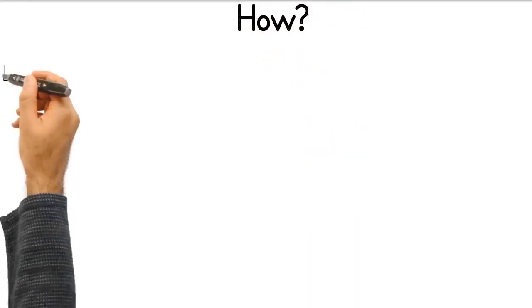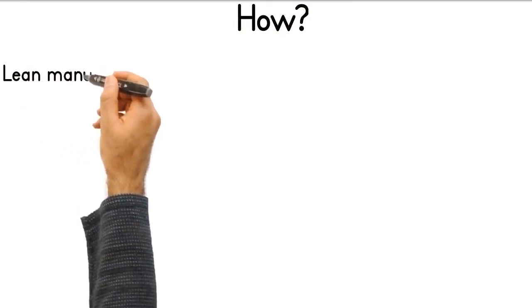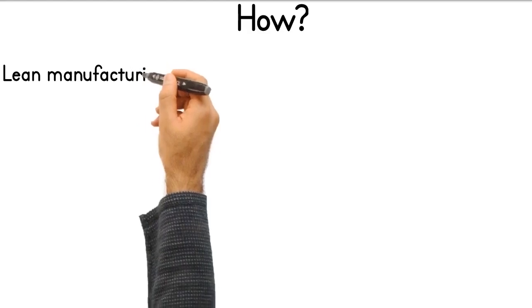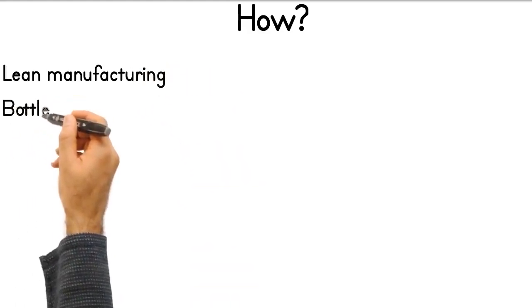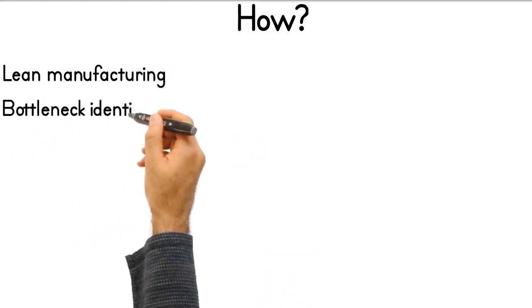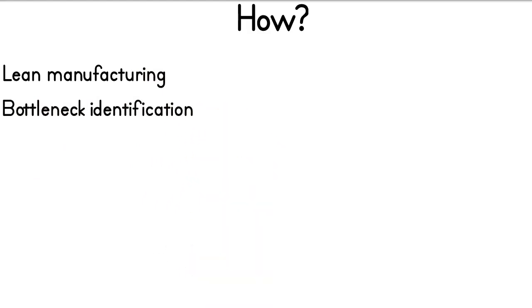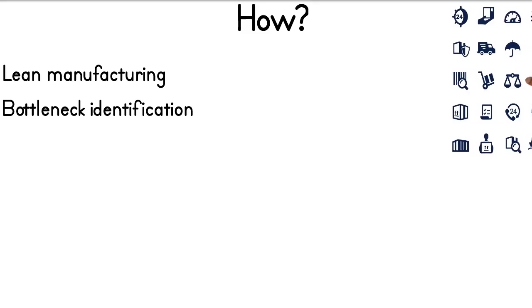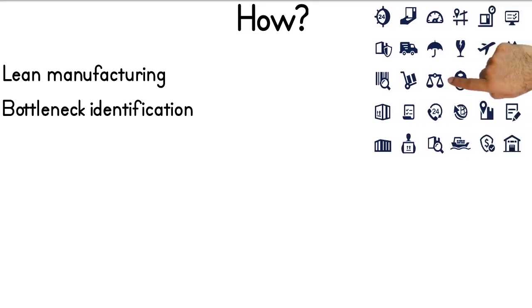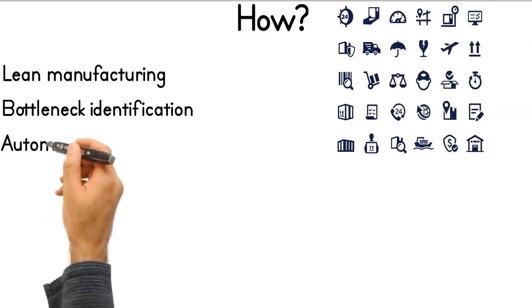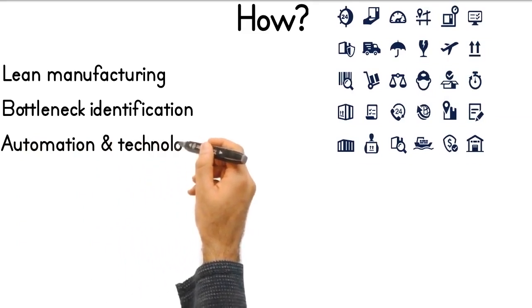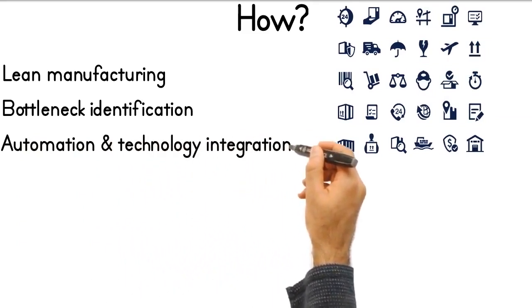Implementing lean tools such as value stream mapping and just-in-time production can help identify and eliminate waste in the process. Ensuring a smooth flow of materials and products throughout the production system is key to reducing WIP lead time. Identifying bottlenecks in the production process and addressing them can drastically reduce WIP lead times.